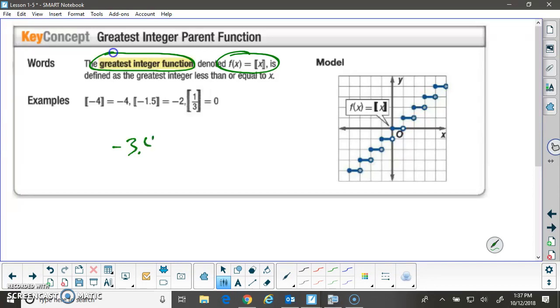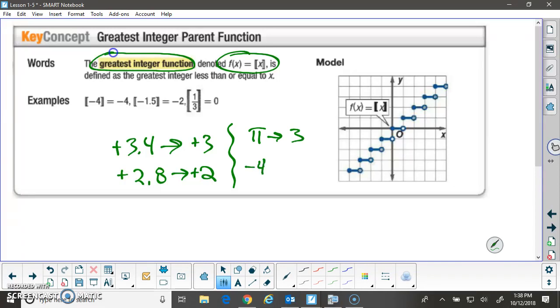If you put in positive 3.4, the output would be positive 3. If you put an input of positive 2.8, the output would be positive 2. If you were to put in pi, the output would be 3. If you were to put in negative 4.2, the output would be negative 5. So you're always giving me the greatest integer less than or equal to the input.